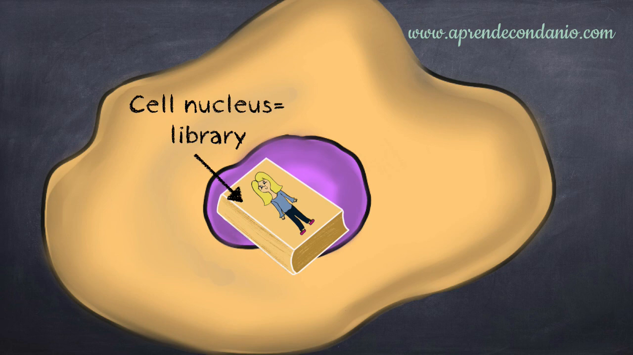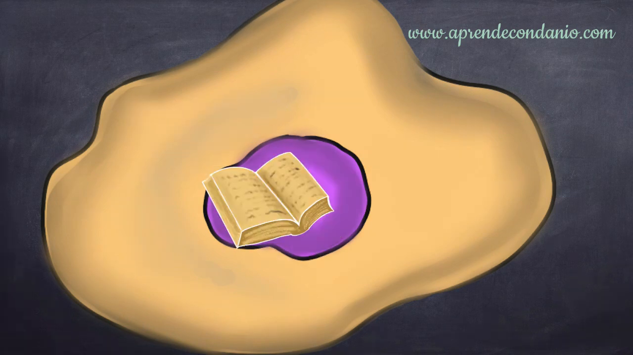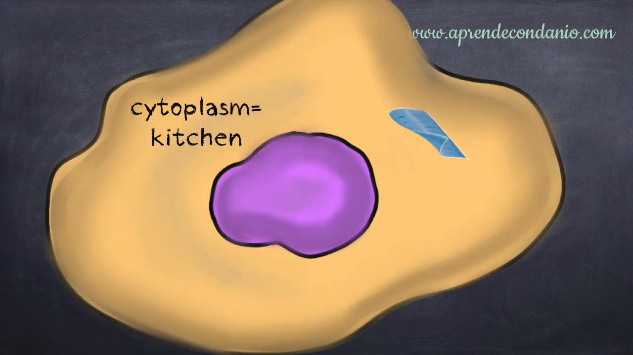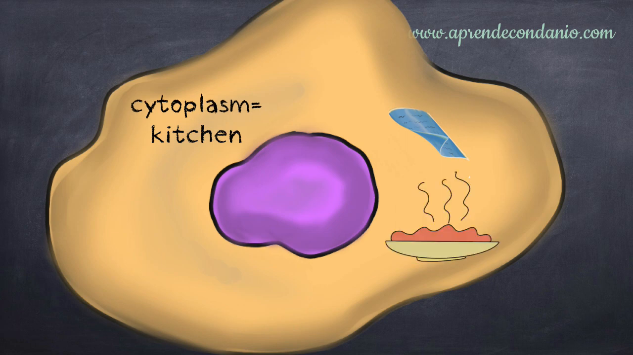When a cell is going to start manufacturing, it makes a copy of the recipe it's interested in and takes it to another part of the cell, which is called cytoplasm. Cytoplasm would be like the kitchen of the cell. In this part, the cell is able to follow the instructions of the recipe and make succulent dishes called proteins.